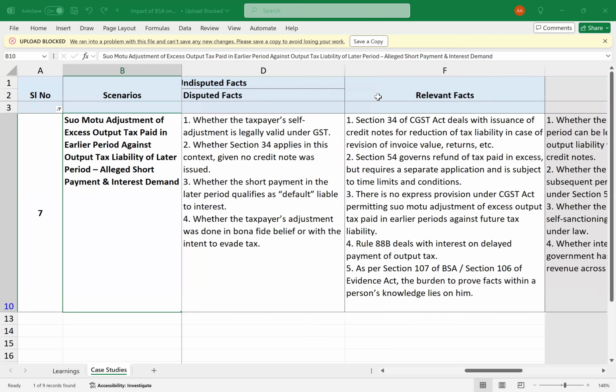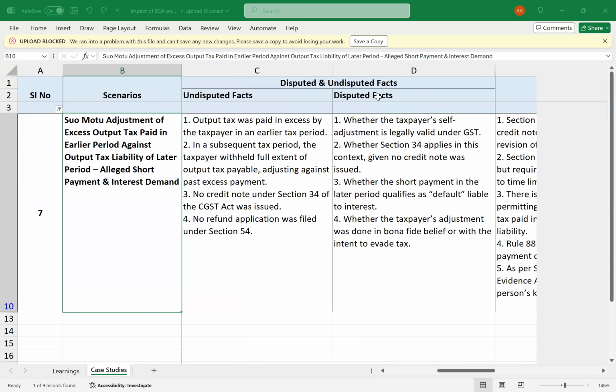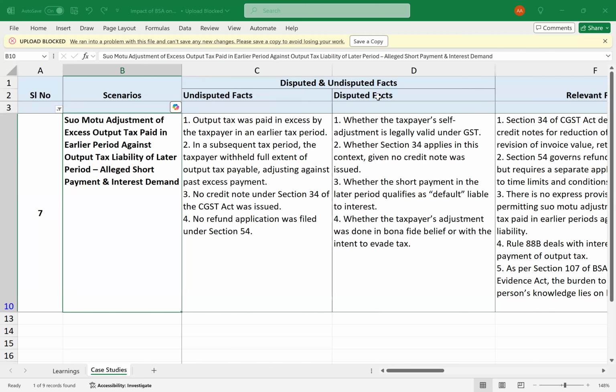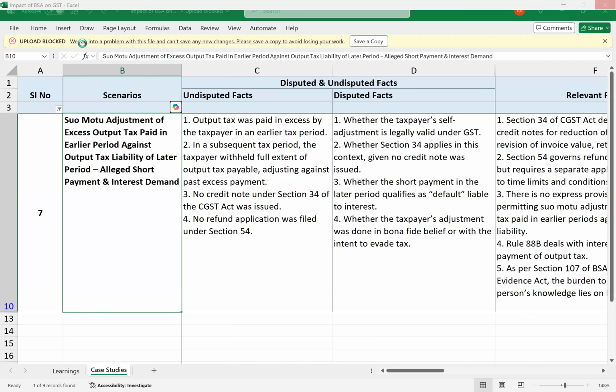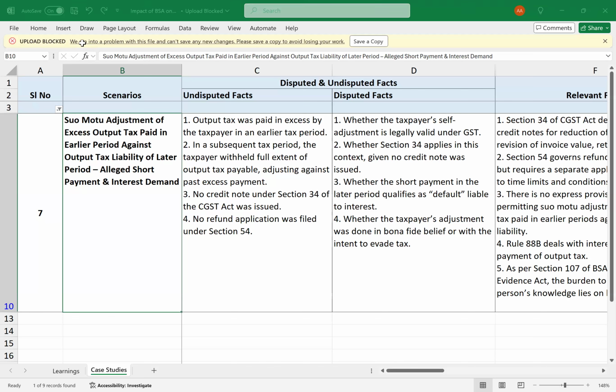I was just thinking about this when I was looking at this case study. So the fact is already introduced. The fact is taken on record that there was an excess payment of tax in the previous tax period. That excess payment of tax is getting adjusted in the current tax period. Correct. So I'm saying that there is nothing like short payment or non-payment. There is no such thing on the transaction, right?